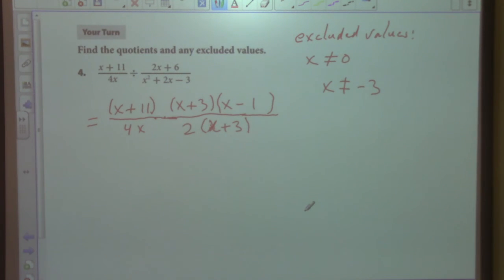Okay, is there any other excluded value? Jay says he doesn't think so. I'm going to tell you there is one more excluded value to this. Would it be 1? Let's talk about this, because Peyton says x cannot equal 1, right?